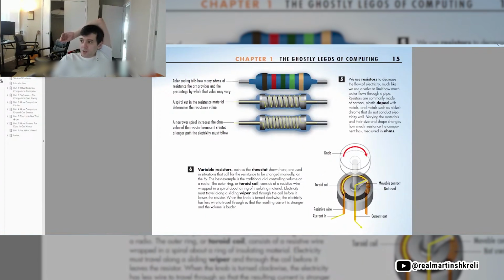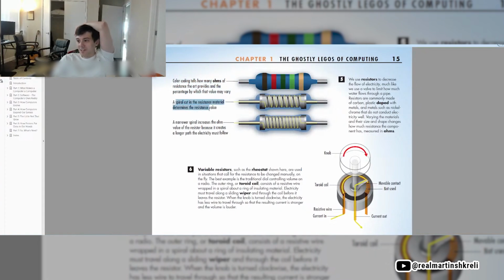We use resistors to decrease the flow of electricity, much like we use a valve to limit how much water flows through a pipe. Resistors are commonly made of carbon, plastic doped with metals, and metals such as nickel chrome that do not conduct electricity well. Varying the materials and their size and shape changes how much resistance the component has, measured in ohms. Color coding tells how many ohms of resistance the part provides and the percentage by which the value may vary.